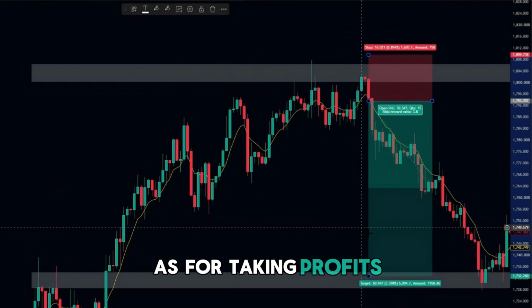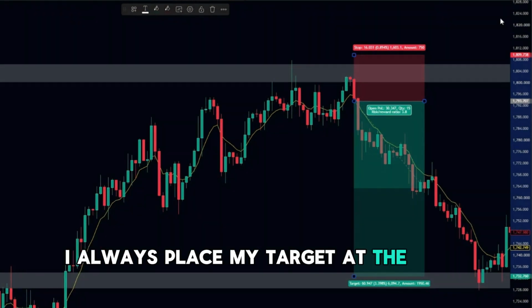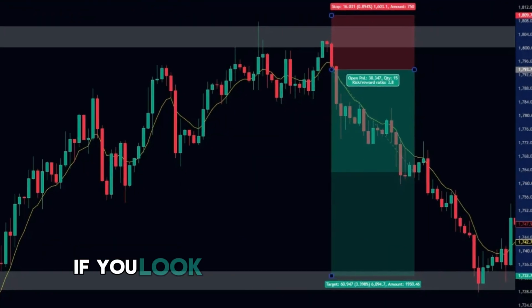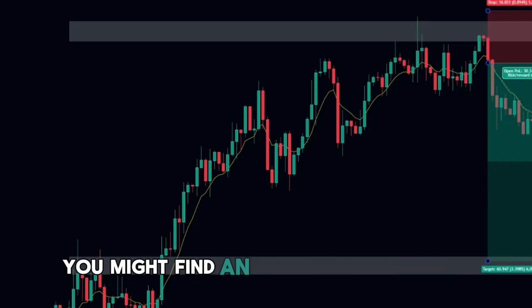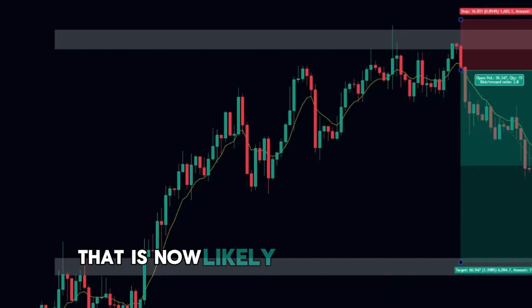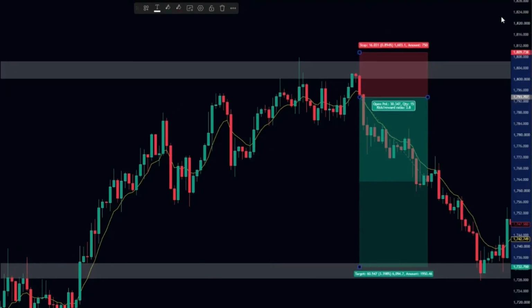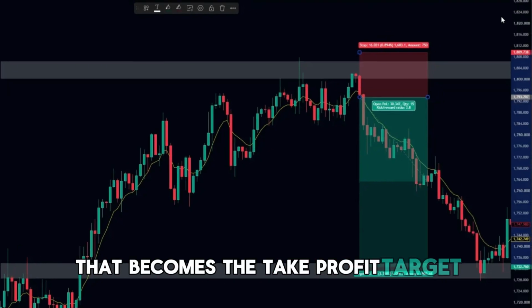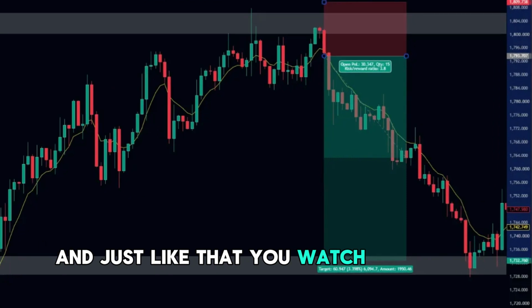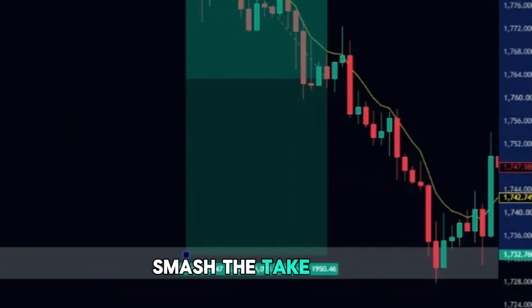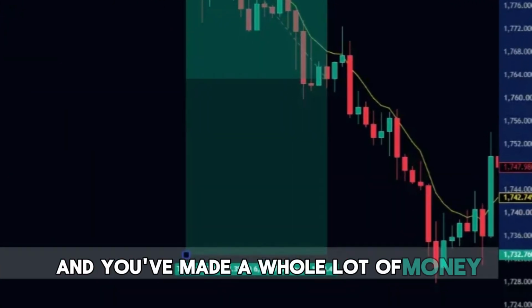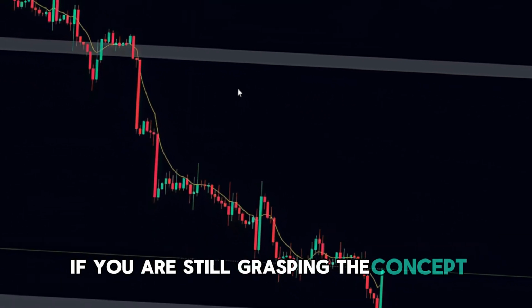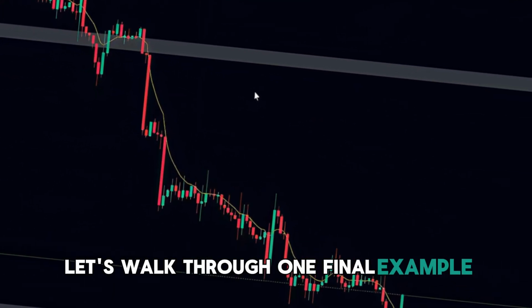As for taking profits, I always place my target at the next key level. If you look to the left of the chart, you might find an old resistance level that is now likely to act as a new support. That becomes the take profit target, and just like that, you watch the trade slide down, smash the take profit, and you've made a whole lot of money. If you are still grasping the concept, let's walk through one final example.